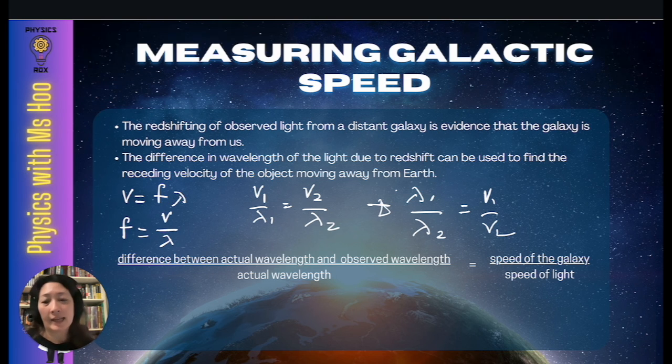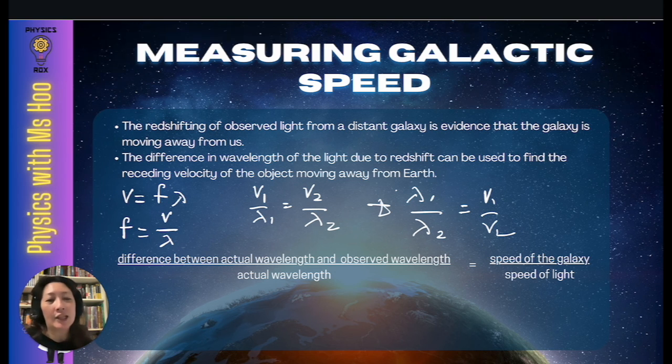Now in this case, lambda refers to the difference between the actual wavelength and the observed wavelength. So that means there is a difference due to the movement. That's why the matching speed would be the speed of the galaxy. Lambda 2 would be associated with the laboratory reference, which is of light, so the actual wavelength of the light that we should expect to see. And because of that, v2 is the speed of light of the laboratory reference.